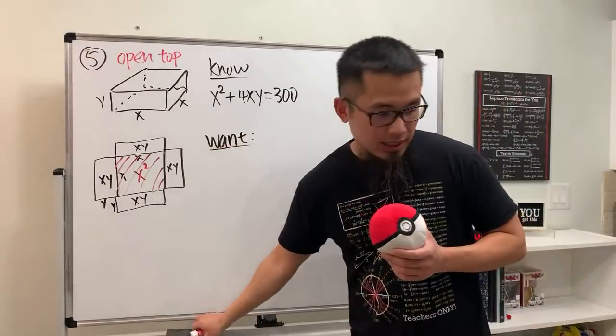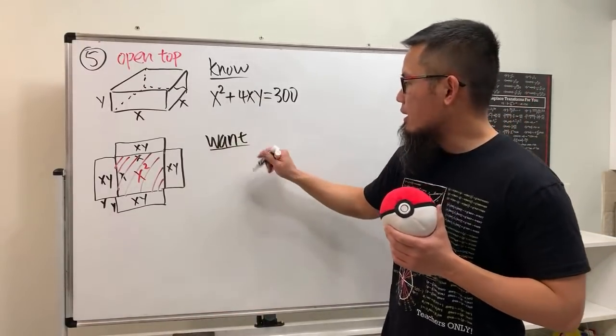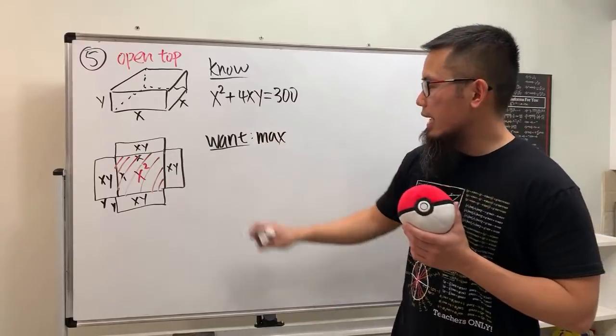Well, right here it says we want to have the biggest possible box. So I'm going to write it down like this. We want the maximum, right? We want the biggest, and we want the volume.